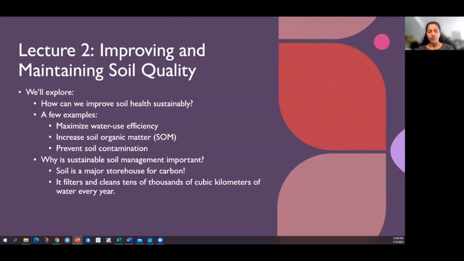And another example, we're gonna talk about how to prevent soil contamination. Something else that we'll cover is how or why is sustainable soil management important. We'll discuss this in detail, but something to keep in mind is that soil is a major storehouse for carbon, and this is very important to maintain and regulate climate. And another important fact is that it filters and cleans tens of thousands of cubic kilometers of water every year.